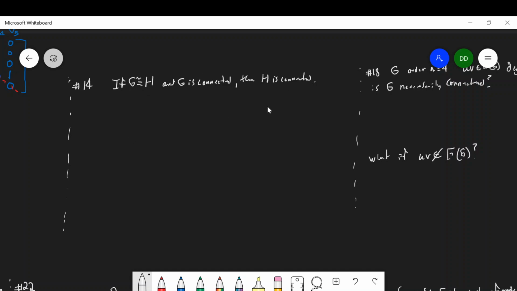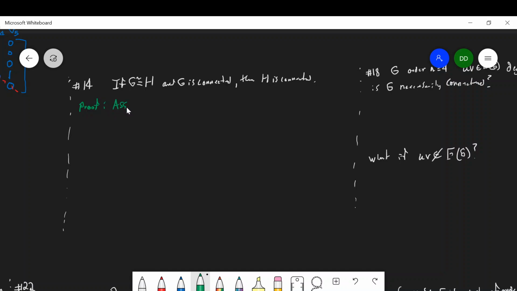So what this is telling me is that connectedness of a graph is a structural property of the graph. It's something that's preserved by isomorphisms, and we want to show that. So the key here is that isomorphisms preserve edges. So in proving this, let's write proof here.